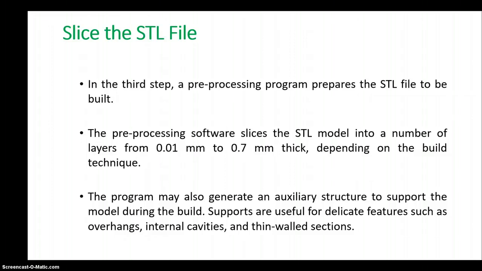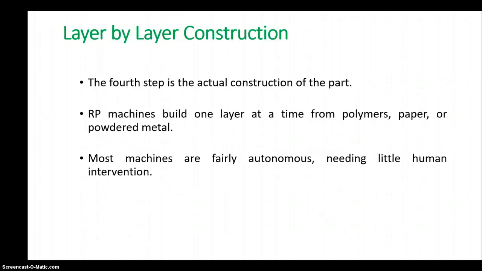In the third step, the pre-processing program prepares the STL file to be built. The pre-processing software slices the STL model into a number of layers from 0.01 mm to 0.7 mm thickness, depending on the build technique. The program may also generate an auxiliary structure to support the model during the build. Supports are useful for delicate features such as overhangs, internal cavities, and thin-walled sections.